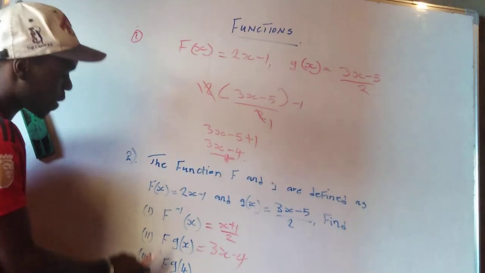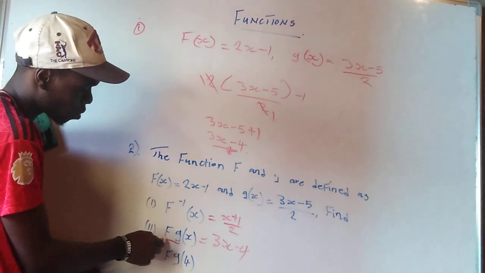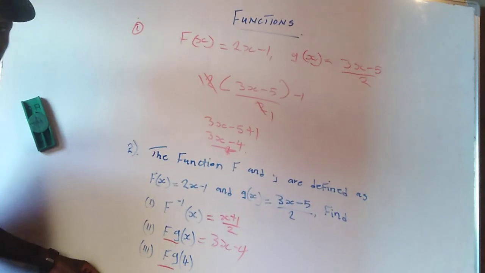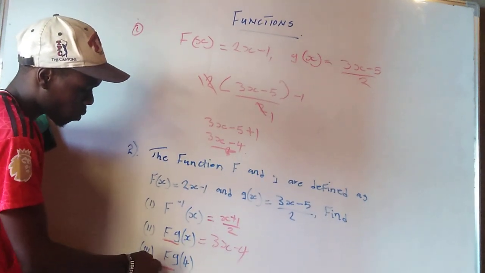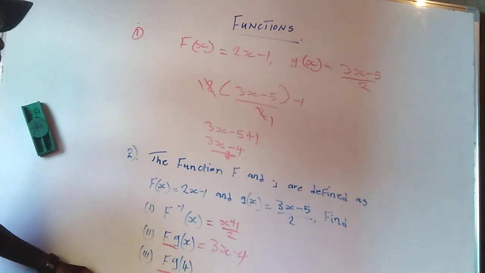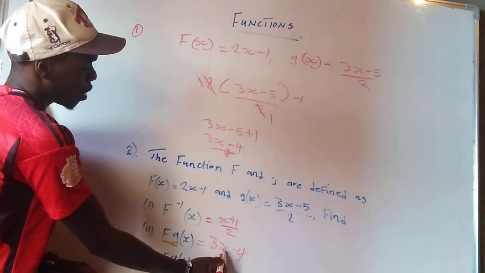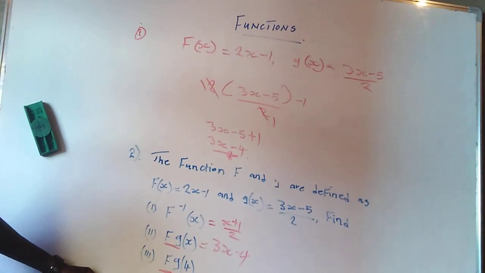So here the last one is saying f g of 4. I'm using that this one and this one are the same. So the answer that we found here, where there is x, I'm just going to replace with a 4. The answer that I'm going to get is going to be the answer for the third question.